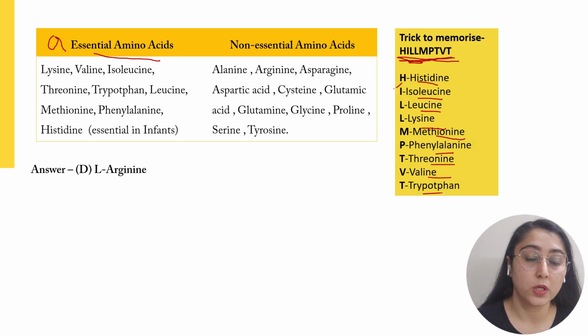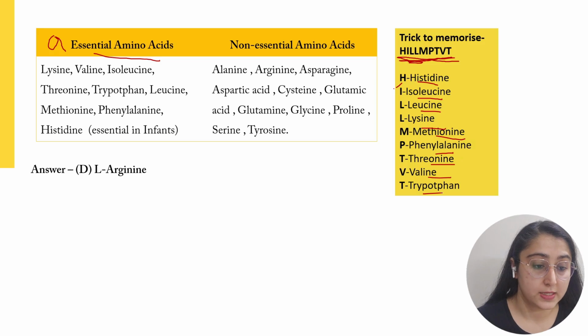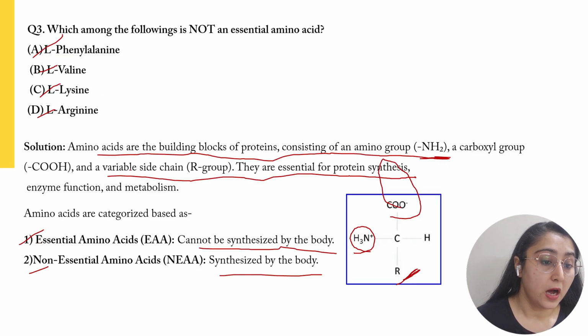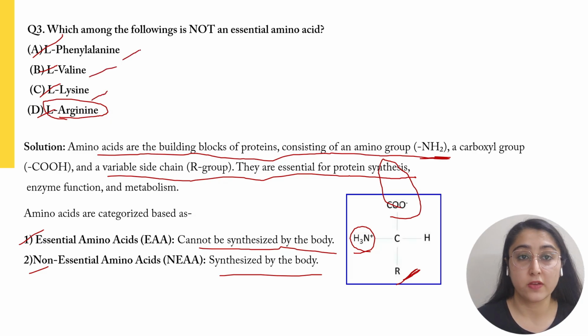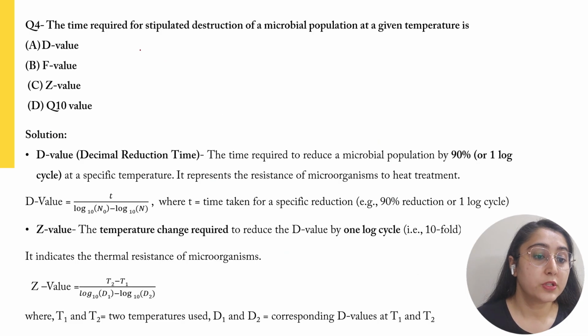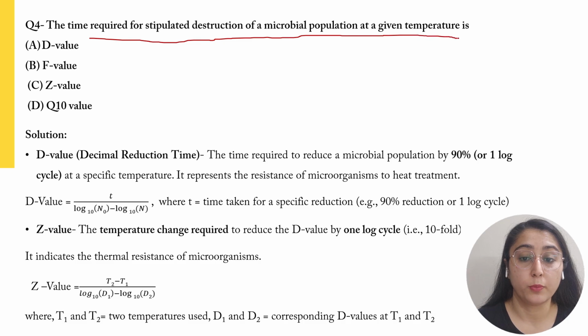So in this order you can memorize them, and therefore the correct answer to this question is arginine, because it is not an essential amino acid, whereas lysine, valine and phenylalanine, as we have just seen, all of them are essential amino acids.